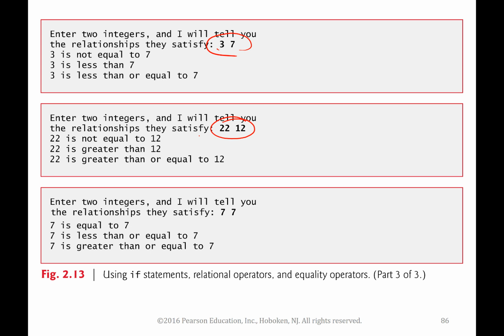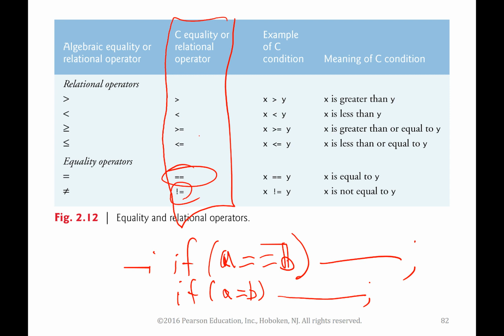And you'll notice here that 3 is not equal to 7. 3 is less than 7. 3 is also less than or equal to 7. So when I enter the numbers 3 and 7, we get 3 positive results right there. I enter 7 and 7, we get 3 positive results right there. So it's possible to meet more than one set of these relational operations.